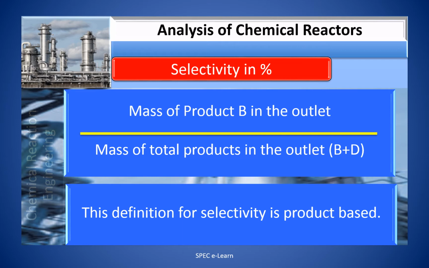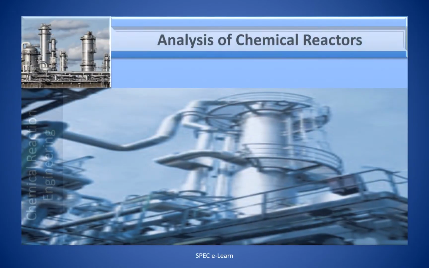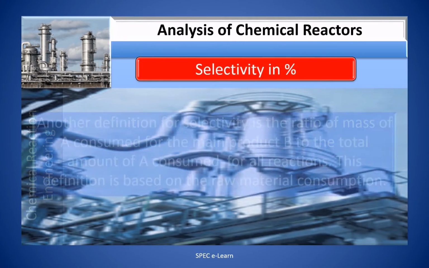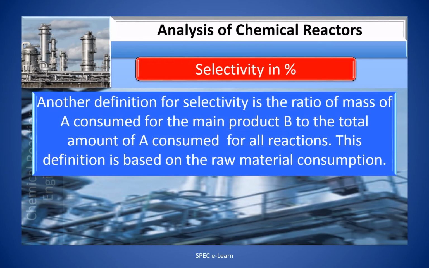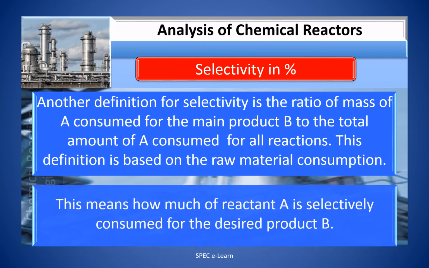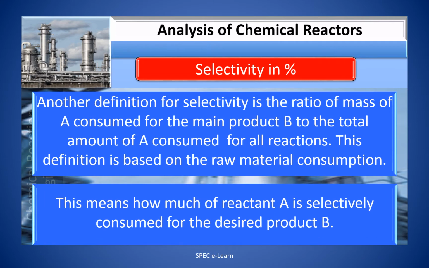This definition for selectivity is product based. Another definition for selectivity is the ratio of mass of A consumed for the main product B to the total amount of A consumed for all reactions. This definition is based on the raw material consumption. This means how much of reactant A is selectively consumed for the desired product B.